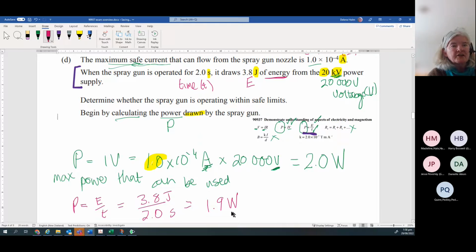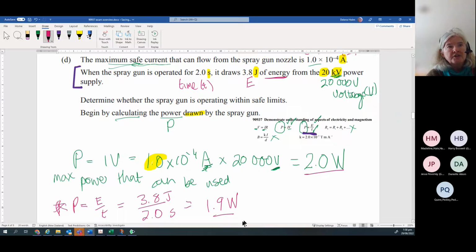So because now that is the power that the spray gun is actually using, and it's less than the maximum amount, it is safe to use. It is within safe limits. I could then, if I wanted to, if I didn't do this, there are so many ways to answer this question, but this was the key one that you needed to have.